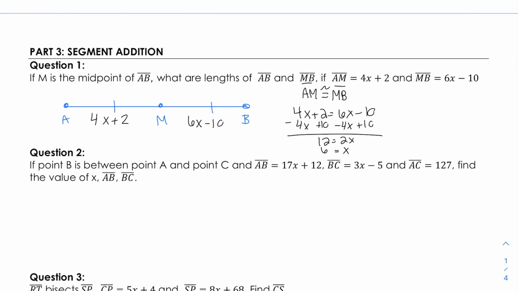But my question is, what are the lengths of AB and MB? Let's first solve for MB. That's 6x minus 10, so 6 times 6 minus 10, which is 26. So from here to here is 26, and from A to M is also 26. So AB, the entire thing, is equal to 52.